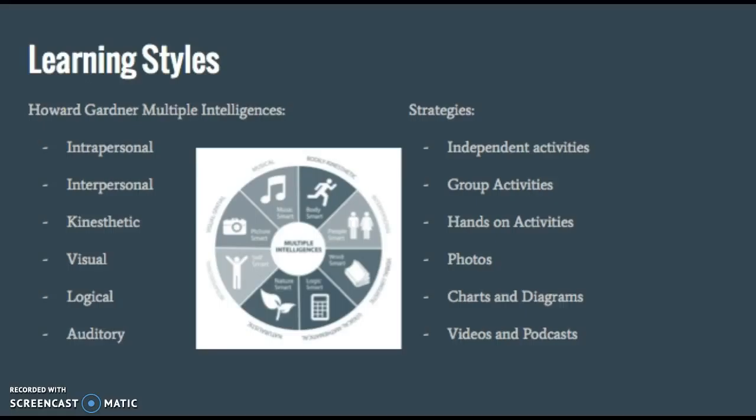Another example would be kinesthetic learners. They may need hands-on engagement. Visual, logical, and auditory learners may benefit from charts, diagrams, and videos. It's important to find your students' strongest learning style and incorporate that when planning your course.